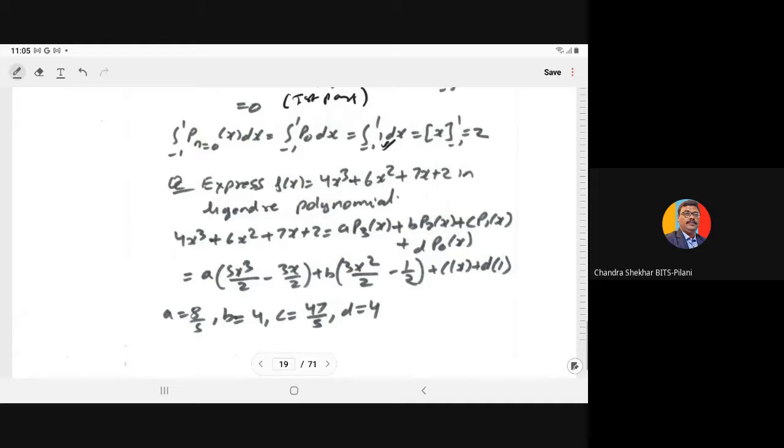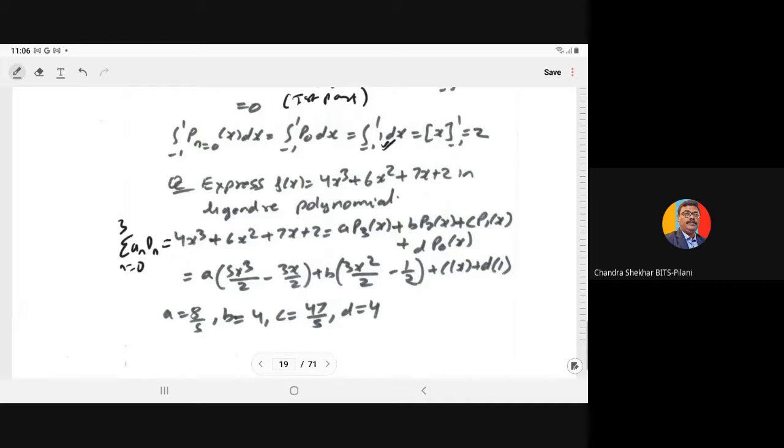Because the highest power of x is 3, it means we can have at most P3 in the expression. So we say let it be the sum of an Pn, n equal to 0 to 3. So we can say a0 P0 plus a1 P1 plus a2 P2 plus a3 P3. Here I have written it as A P3 plus B P2 plus C P1 plus D P0, right?